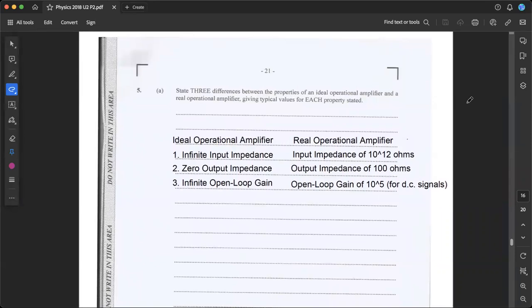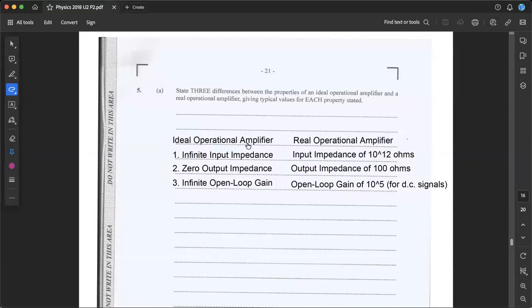We are working through question 5 from the June 2018 paper. The very first part of this question is asking us to state 3 differences between the properties of an ideal operational amplifier and a real operational amplifier. And they want us to give typical values for each of the properties stated. So the first property that we're looking at is input impedance.